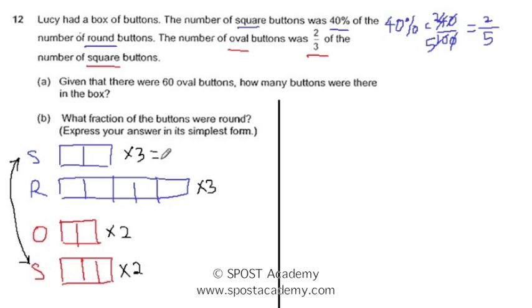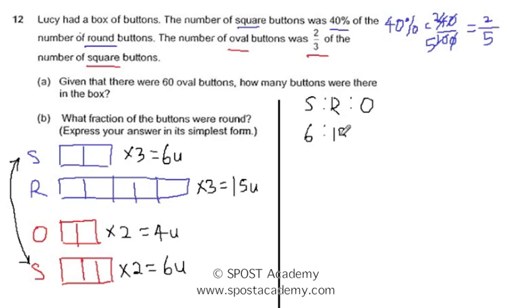So in this case, there will be 6 units here, and there will be 15 units here. And there will be 4 units for the oval button and 6 units for the square buttons. So we can actually now put them in terms of ratio, comparing square is to round is to oval, and that will give us 6 is to 15 is to 4.